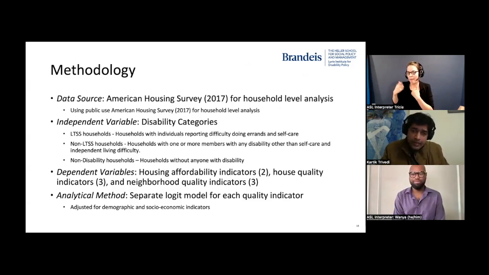Then finally, the analytical method, as I mentioned, is a logit model for each of these quality indicators. And then we adjust that for demographic and socioeconomic indicators. On to the next slide, please.